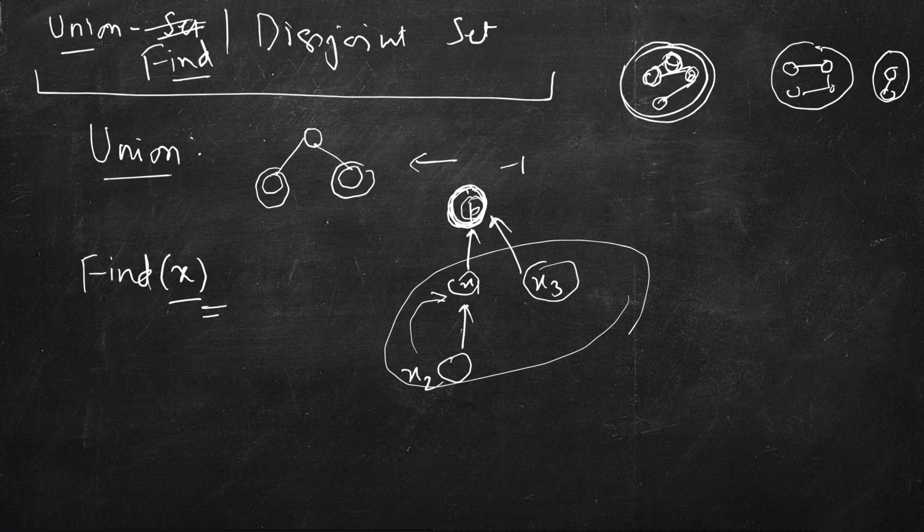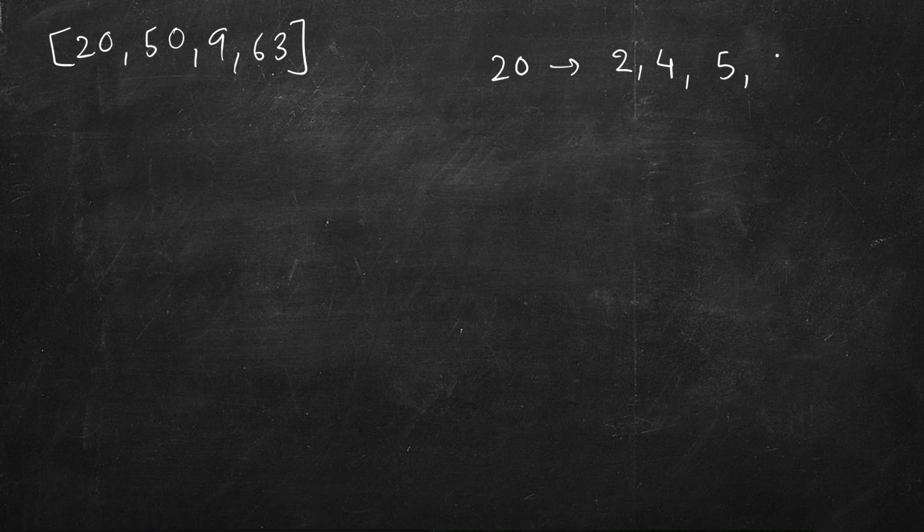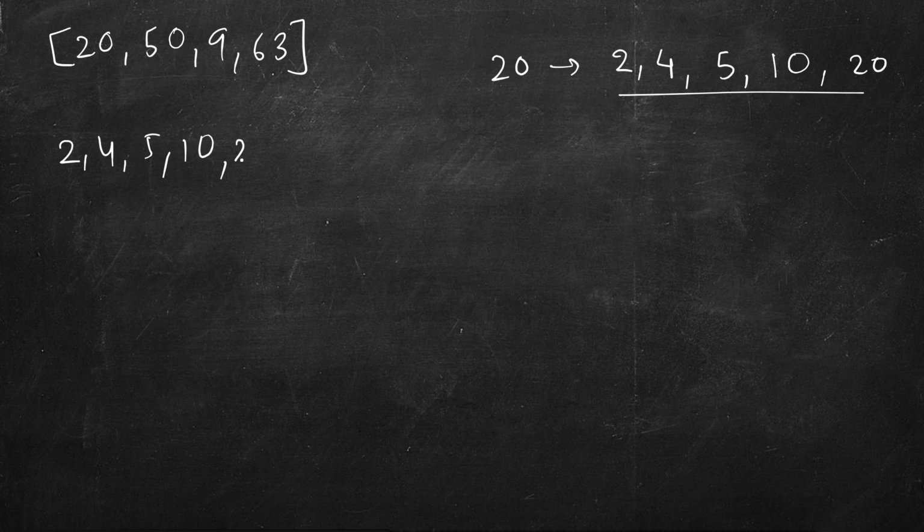Now let's get back to our original example. That was 20, 50, 9 and 63. So we start listing all the factors of 20. So we will traverse the complete list. So its factors are 2, 4, 5 and 10. And you can also write 20. So these are the factors. So group them into one group: 2, 4, 5, 10, 20. These belong to one group.